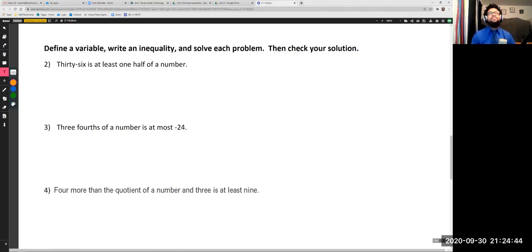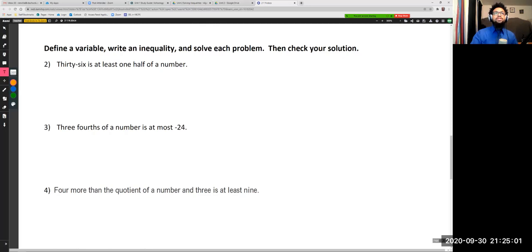It says, define a variable, write an inequality, and solve each problem. Then check our solution. That's going to be an important one. And we covered that in the last unit, so we'll cover it again in this unit. It should be just a little bit of a review for you all.